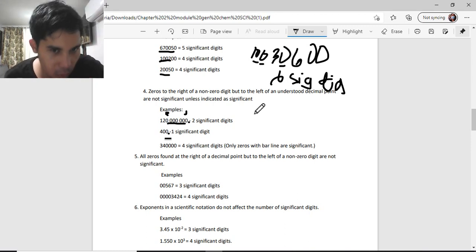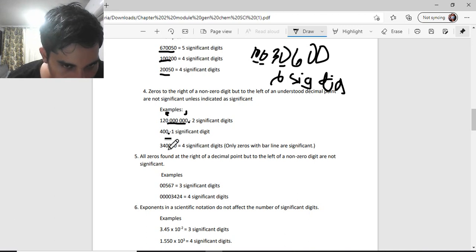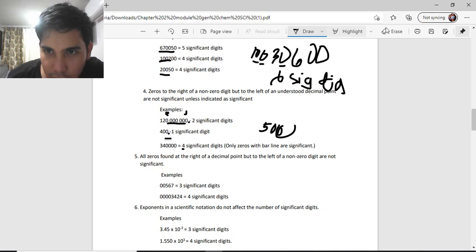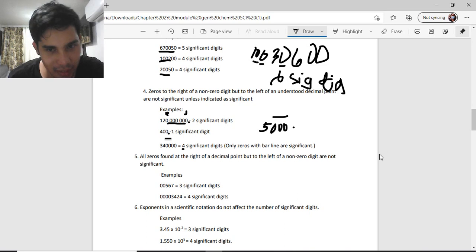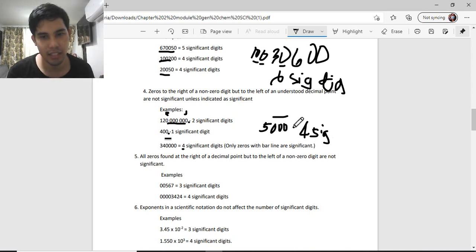What is the indicator? The indicator is a bar above the zeros. You have here 3400000, but the bar only covers 2 zeros. Therefore, only 2 zeros are significant in this value. That's why the significant digits number 4. And if you're given a value with zeros and an indicator bar on top, you count those zeros as significant.